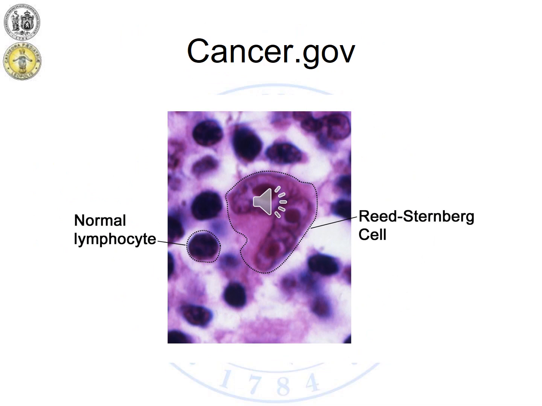This is a look at Reed-Sternberg cells under microscope magnification, next to a normal lymphocyte. The Reed-Sternberg cells are, as you see, 5 to 6 times larger than the normal lymphocytes. They look like macrophages that swallowed other cells.